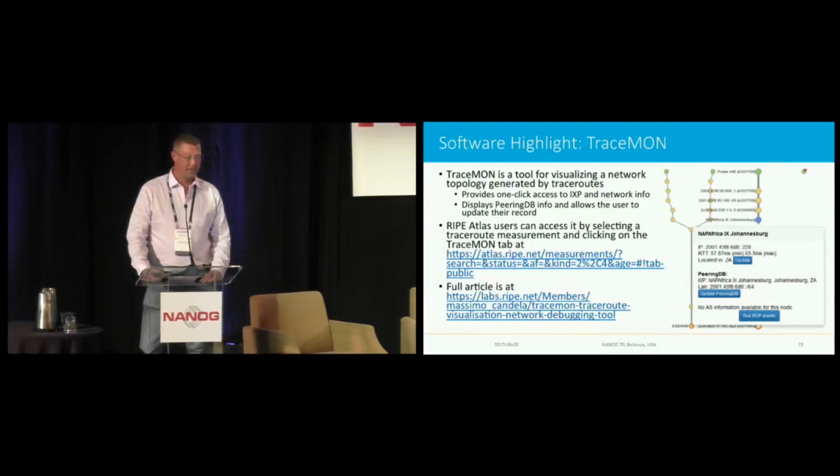It provides one-click access to IXP and network information. The PeeringDB info displays, as you can see, in a little GUI, and it has a nice integrated Update PeeringDB button on a little pop-up you see in the bottom right corner. Atlas users can access it by selecting the traceroute measurement and clicking on the TraceMon tab at atlas.ripe.net, and there's a full article at the link at the bottom.